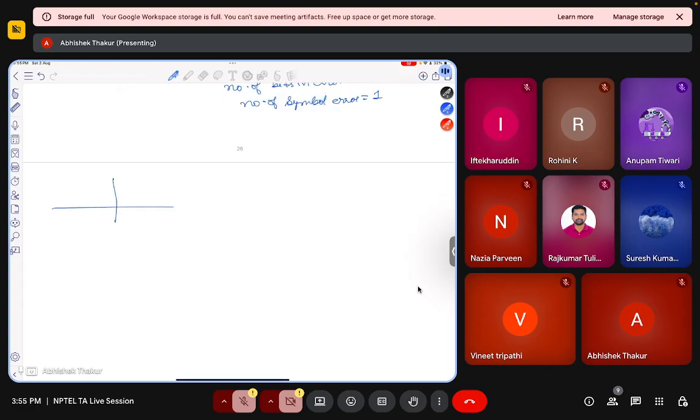So for BPSK, the constellation diagram is square root of P here and minus square root of P here. So this is the constellation diagram of BPSK.